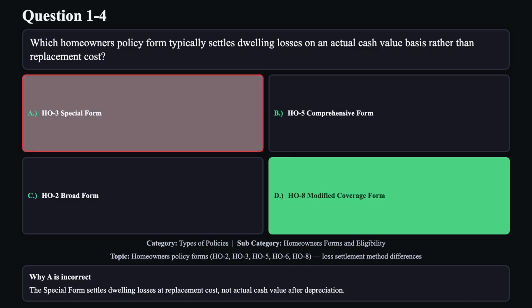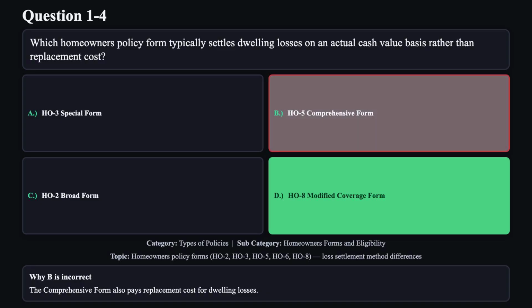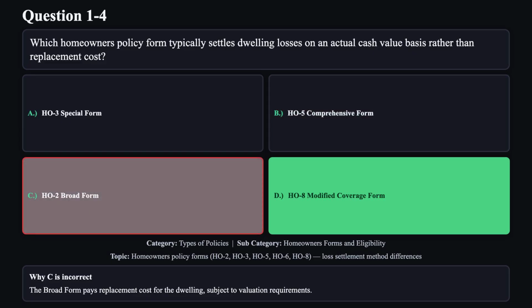Reason A is not correct. The special form settles dwelling losses at replacement cost, not actual cash value after depreciation. Reason B is not correct. The comprehensive form also pays replacement cost for dwelling losses. Reason C is not correct. The broad form pays replacement cost for the dwelling, subject to valuation requirements.